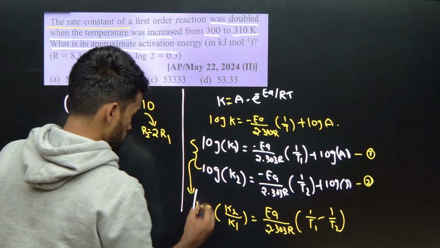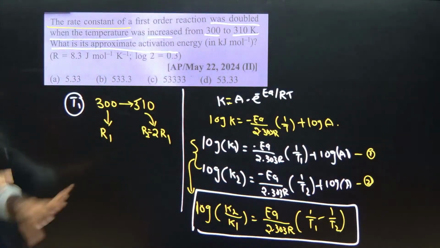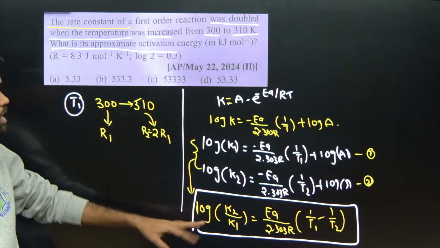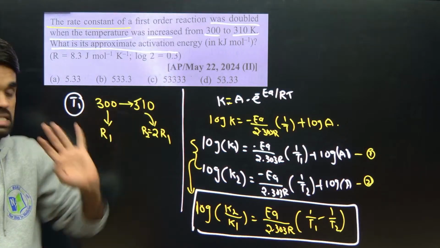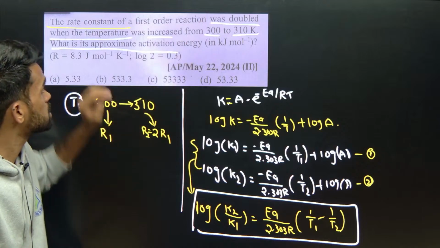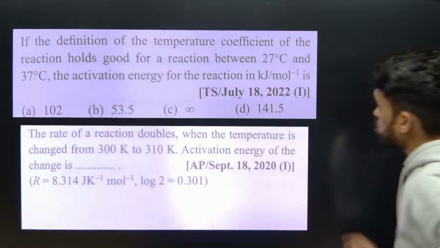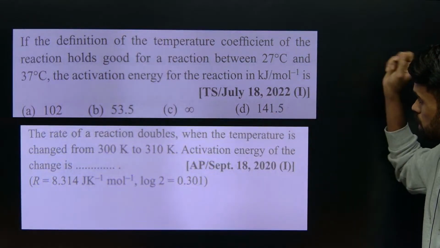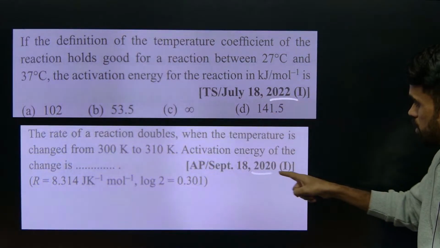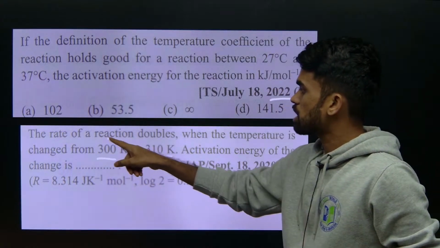The same question is asked three or four times in different ways. See here, the same question with 300 to 310 degrees Celsius, they are asking the rate increased 2 times. Same question here, again in 2024, 2022, 2020. Same question, see again, 300 to 310 degrees the reaction doubles.